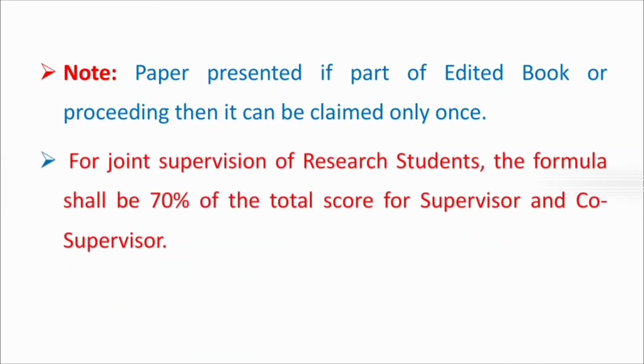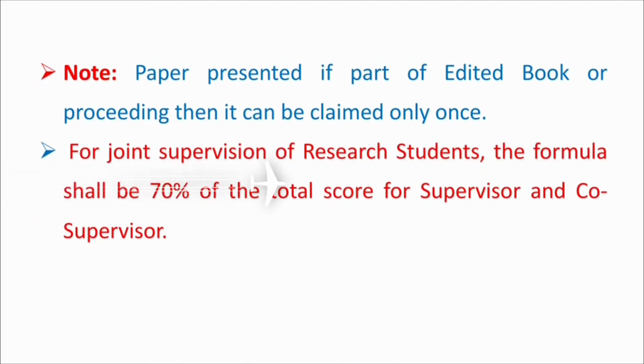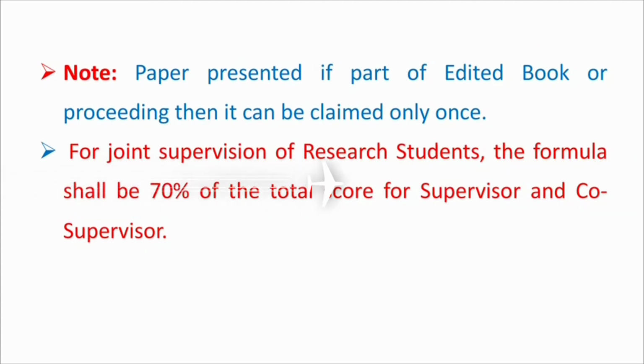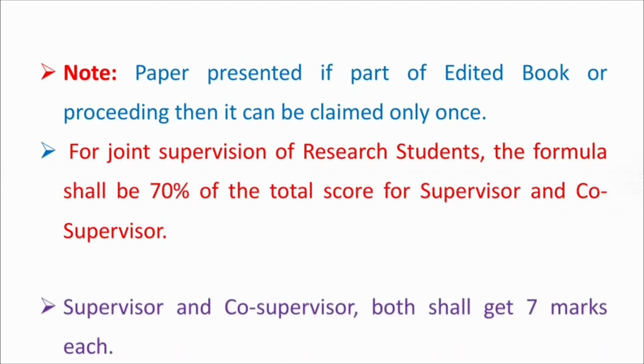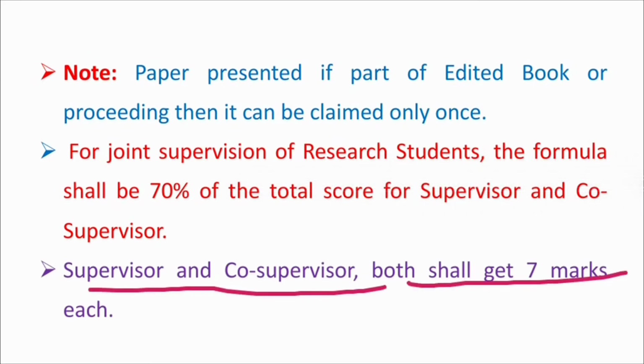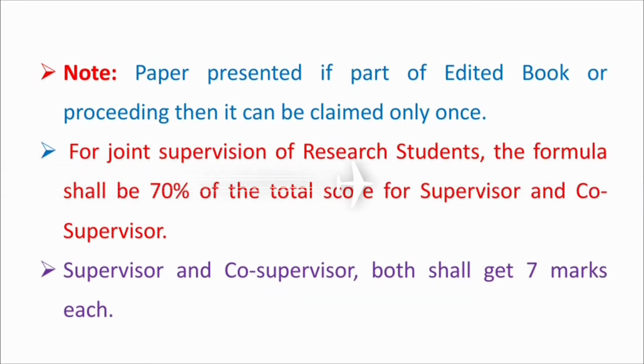For joint supervision of research students, the formula shall be 70% of the total score for the supervisor and co-supervisor. It means the supervisor will get the same weightage and the co-supervisor will also get the same weightage of the points. The supervisor and co-supervisor will both get 7 marks each.